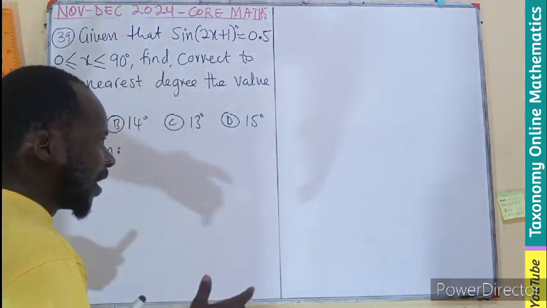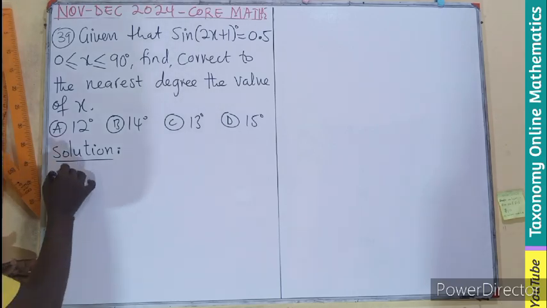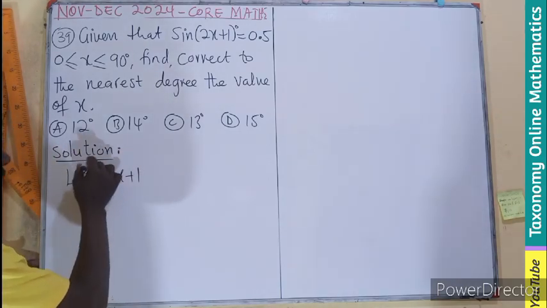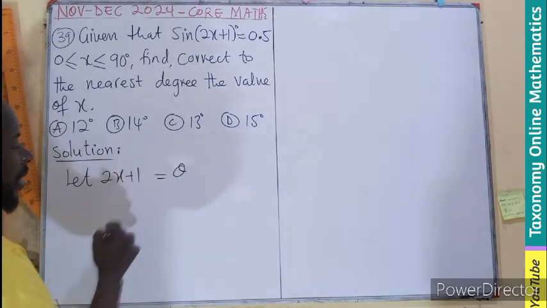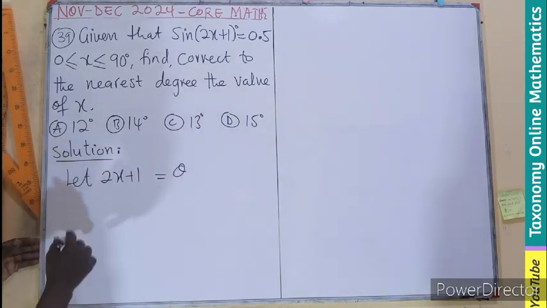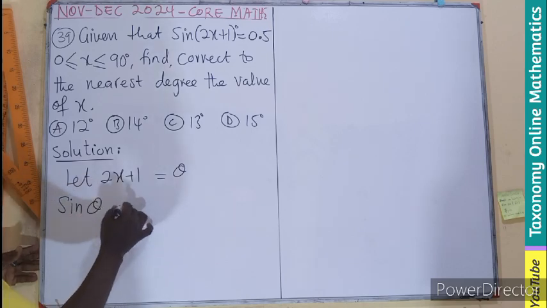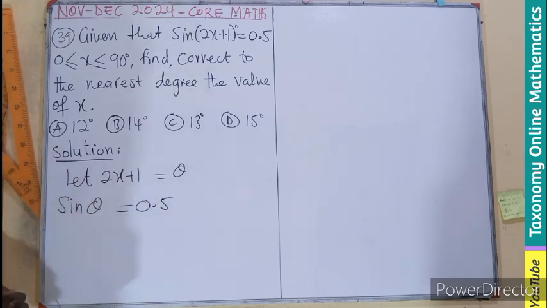Now I am going to digress a bit and just say that we let (2x + 1)° equal theta. What do you think I will be writing? I will be writing sine, the whole of this, theta equals 0.5. So what will be your attention? Your attention is to find the theta here.